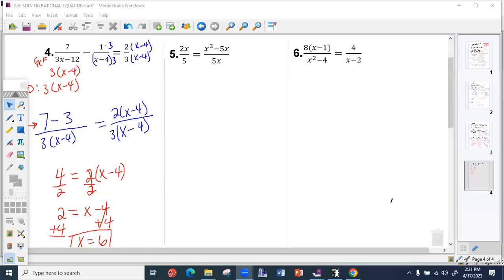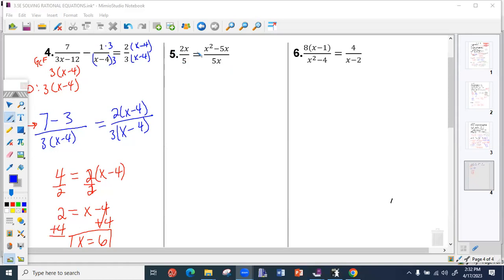All right, so we're going to continue 3.5e, part 3 of solving rational equations. We're going to do this by hand, and then we're going to use the calculator to check it and show why it's super important that you're checking your answers.